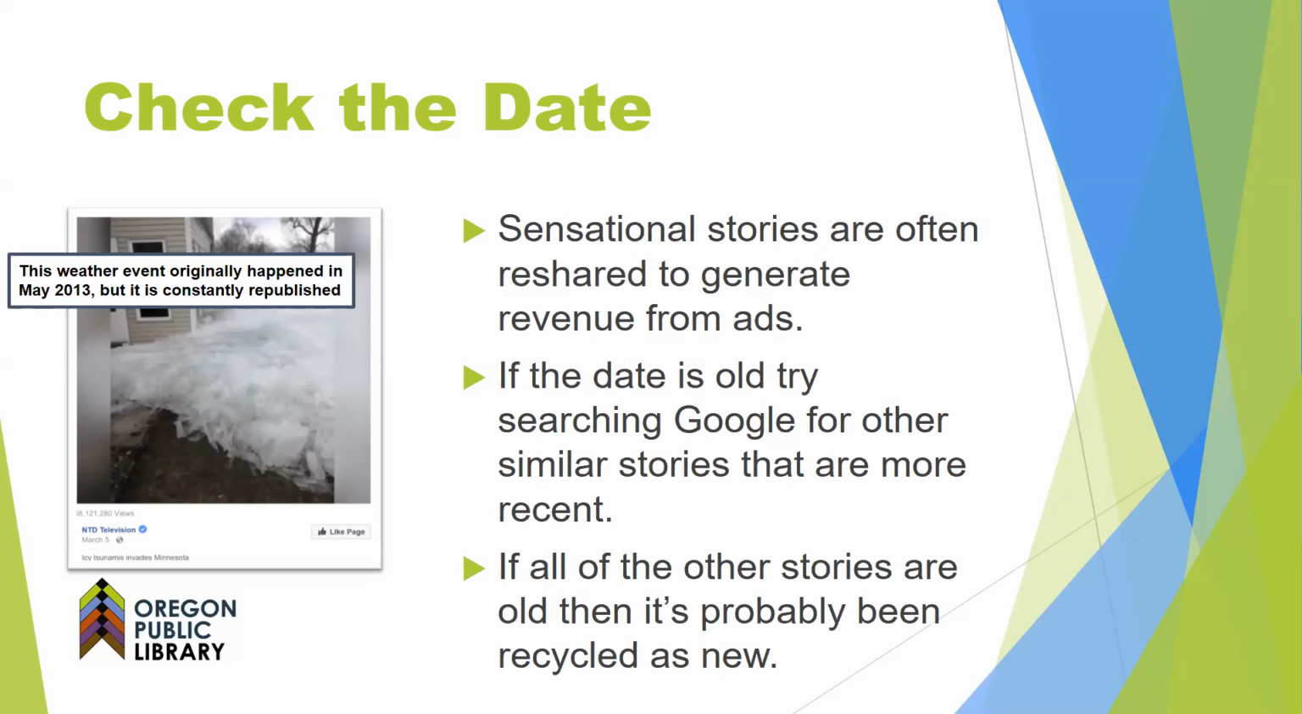So before you hit share on something, or before you really accept it as something that's true and happening today, just do a quick search on it and see if other stories come up that are recent, or if they are outdated. It did happen, so it's not to say that this icy tsunami never happens, but it just didn't happen this winter. So check that out.